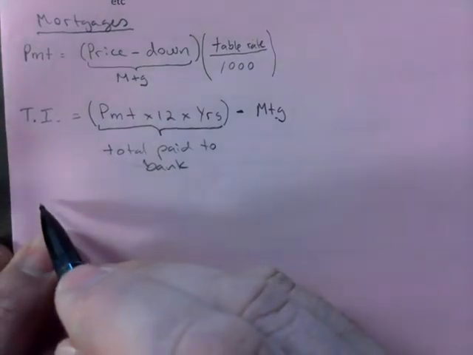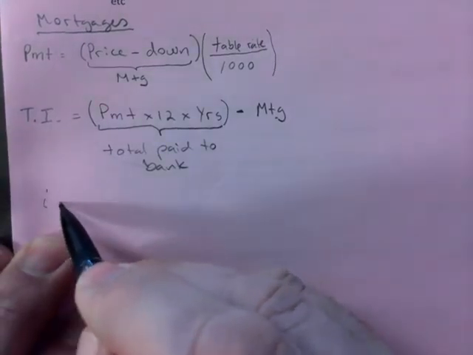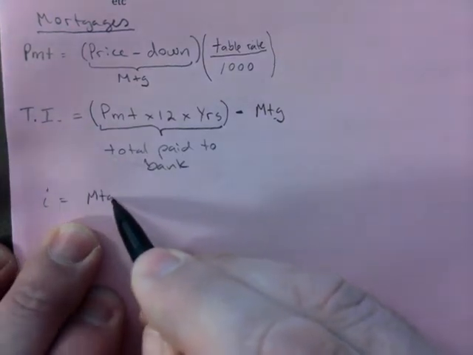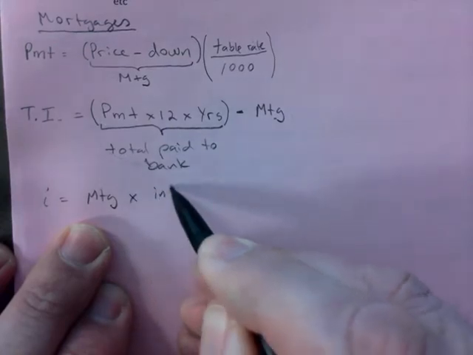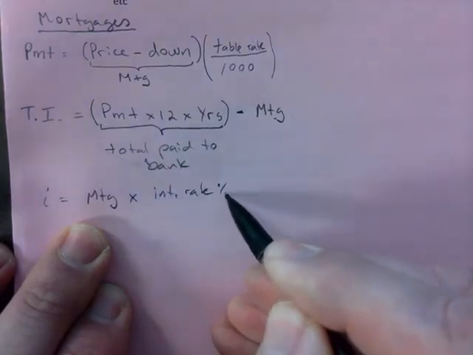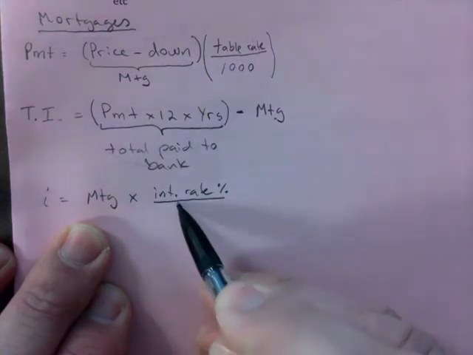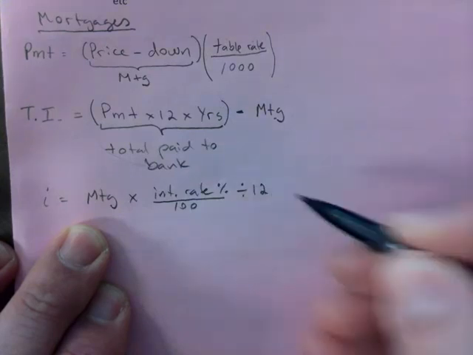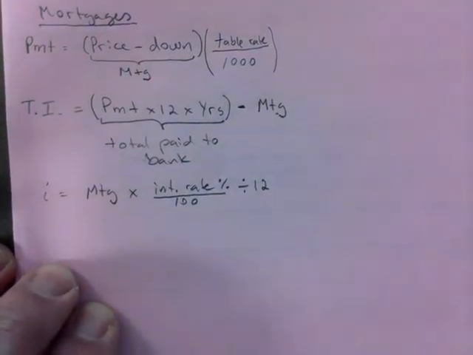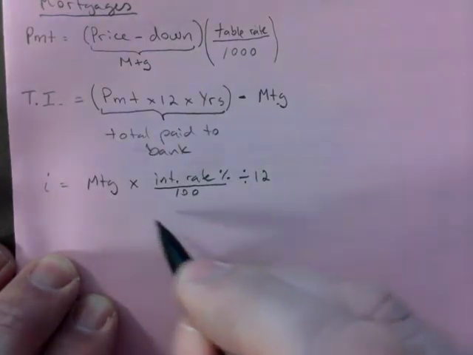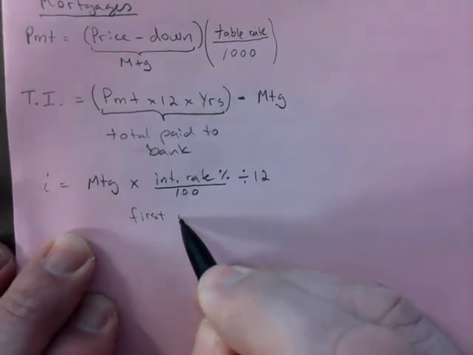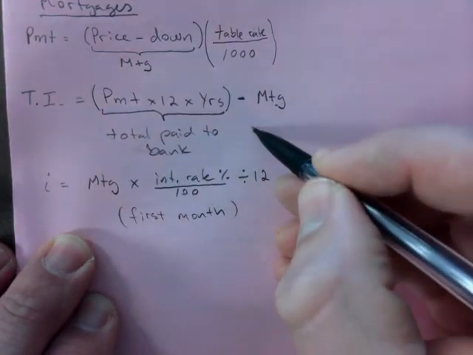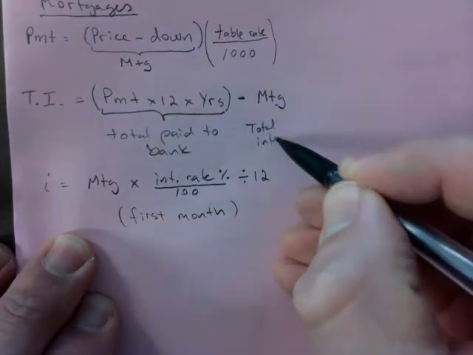Also, notice that the lowercase interest, which is the interest you pay on just one payment, is your mortgage times the interest rate as a percent, right? You keep it as a percent, divide it by 100 to get it into a decimal, all of that divided by 12. This is only the first month. This is total interest here, right? Total interest.